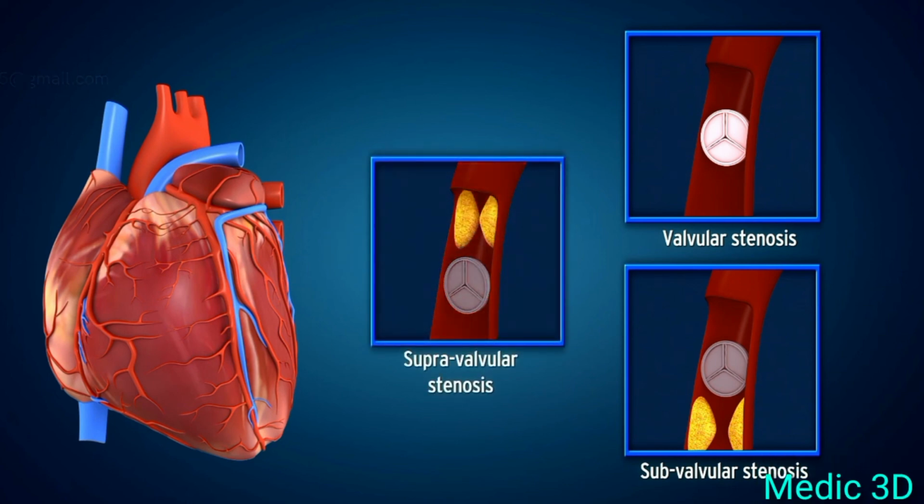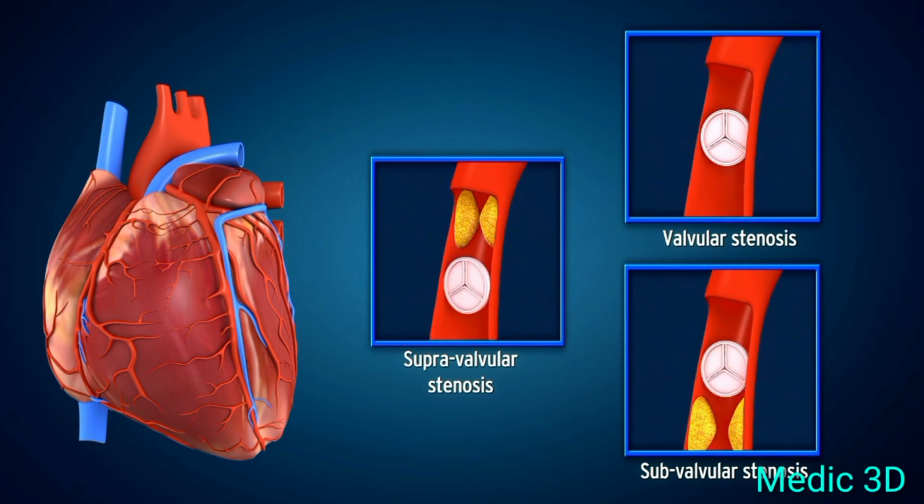Supravalvular stenosis. This is the most unusual type. There is fibrous constriction above the sinuses of Valsalva. All these result in pressure hypertrophy of the left ventricle, left atrium, and there is dilatation of aortic root.